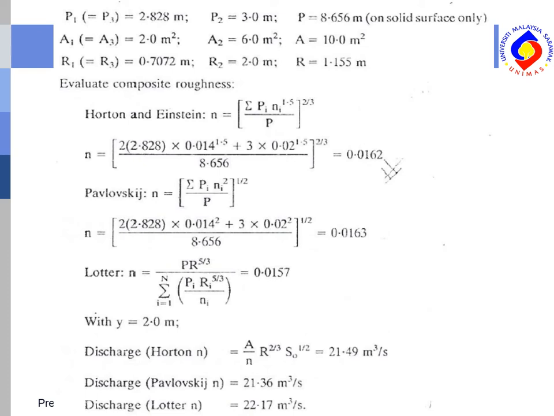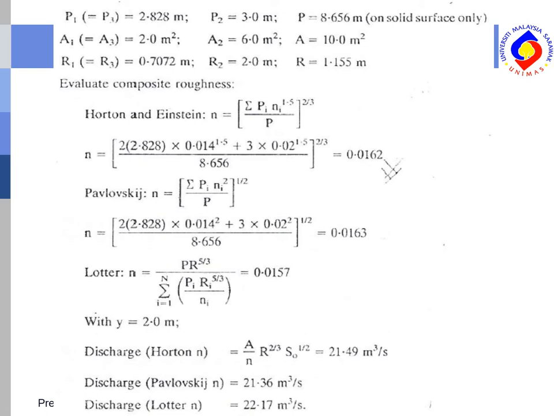For the purpose of this example, it shows the calculation for the representative or equivalent roughness using the 3 different types of equations. You can also just choose one which you feel is suitable for the channel. So in this case, if we use the Horton and Einstein equation, it will give you n equal to 0.0162. For Pavlovsky, n is equal to 0.0163, while for Lotter, n is 0.0157.